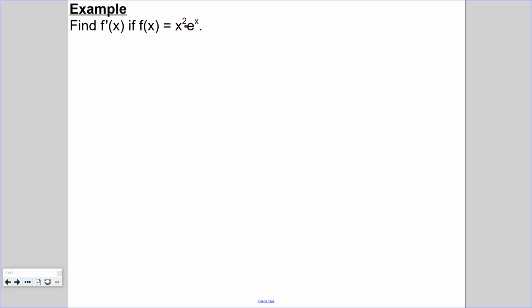So let's quickly review the product rule. The product rule says that if we have f of x times g of x, the derivative of that is going to be f prime of x times g of x plus f of x times g prime of x. That just means we need to identify our first and our second function, find the derivatives, and throw them all together.